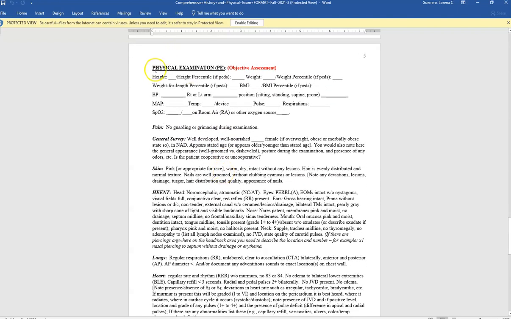And then finally, the physical examination. Okay, note that this is where objective information is written. Again, objective information is what you see, what you take, what you measure, okay? What tests you actually perform and have done and you have results for, okay? This is what, again, is written.